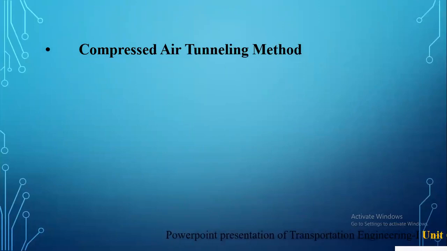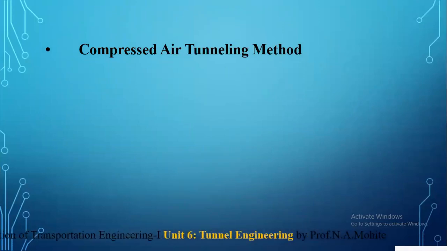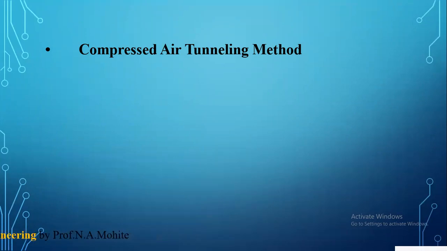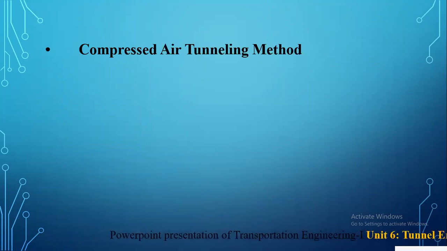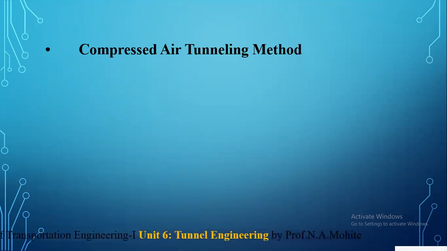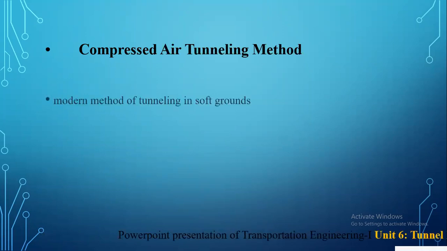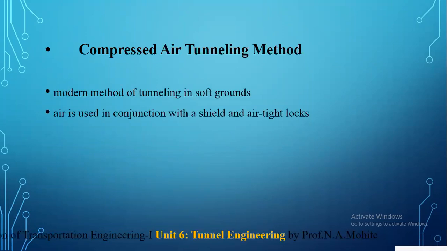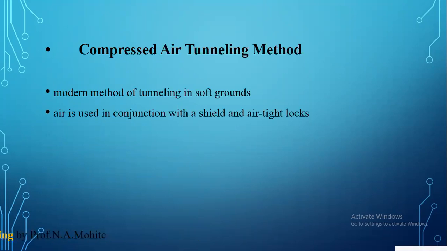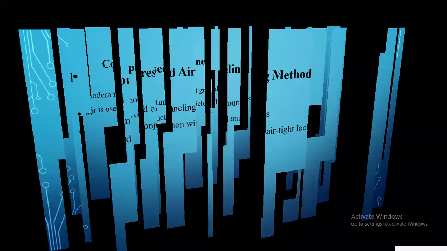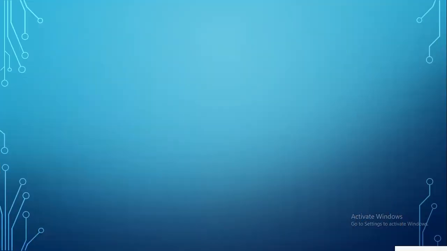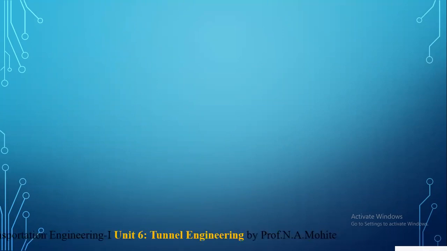Moving to the next method, the compressed air tunneling method. This is considered the most modern method of tunneling in soft grounds, in which water bearing stratum is more, and compressed air is forced into the enclosed space to prevent the collapse of the roof and the sides of the tunnel. As I told you, air is used in conjunction with a shield and airtight locks. But there are certain restrictions which reduce the application of this air pressure. So that we'll see.